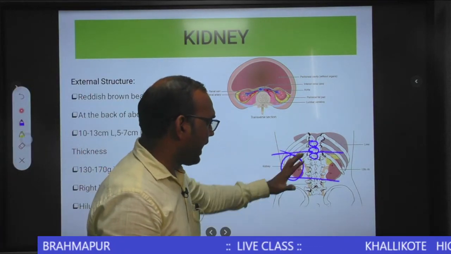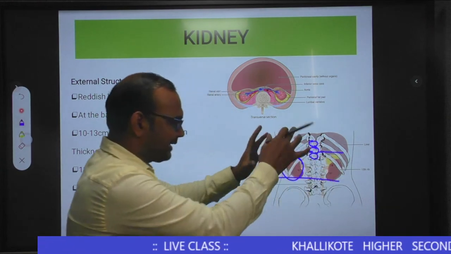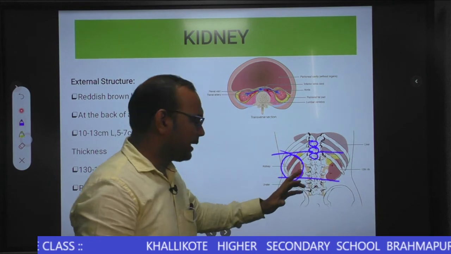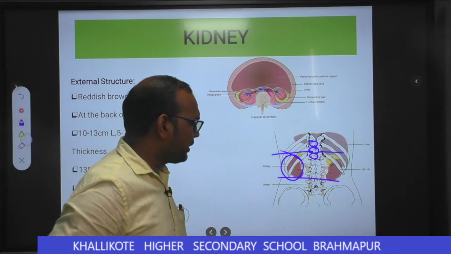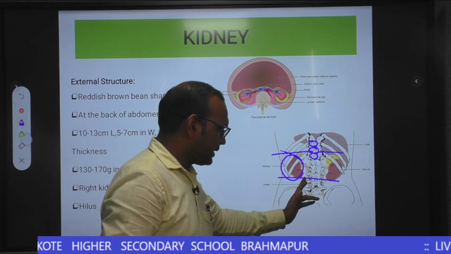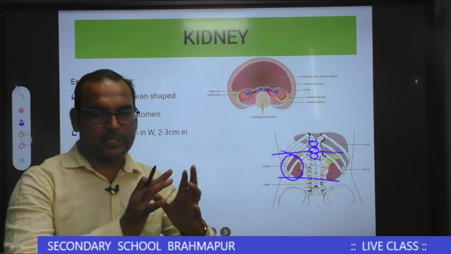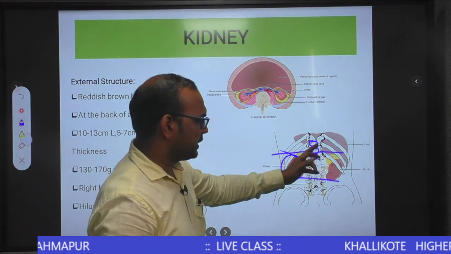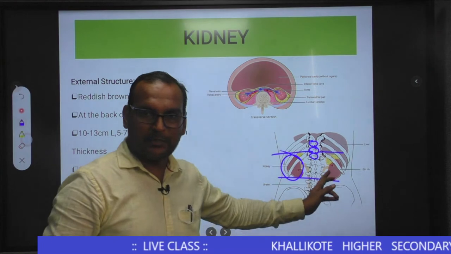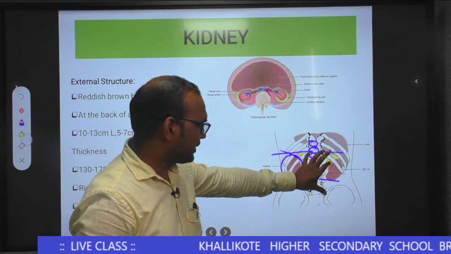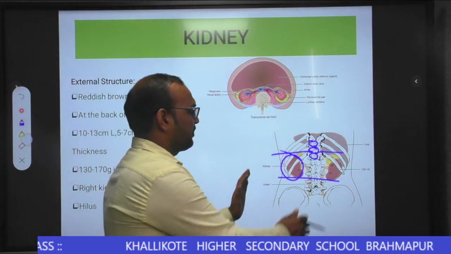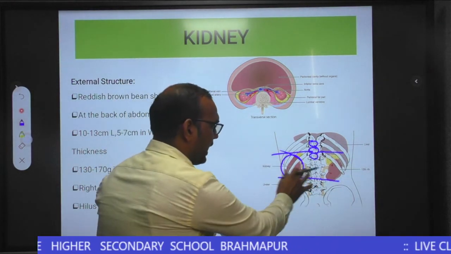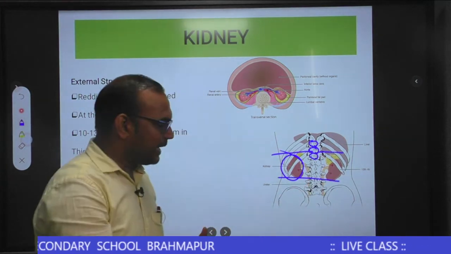It is also encased in the thoracic ribs, like the 12th rib. In the lower ribs region, it is inside. You can see the orientation and the location: it is from T11, T12 to lumbar vertebra L3, in between that it remains. It is encased inside the rib cage, and the 12th rib also supports that.